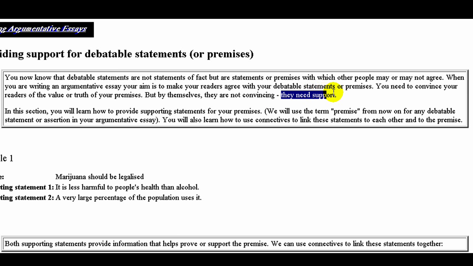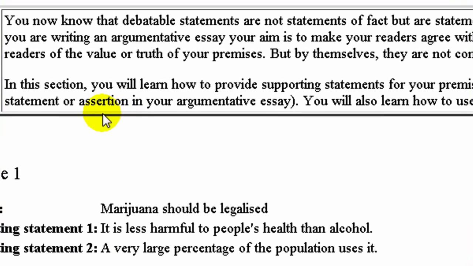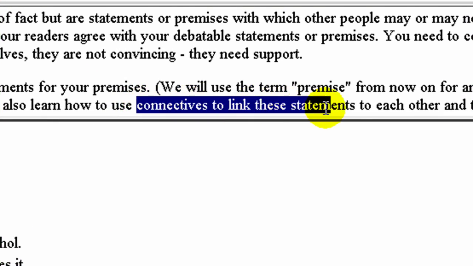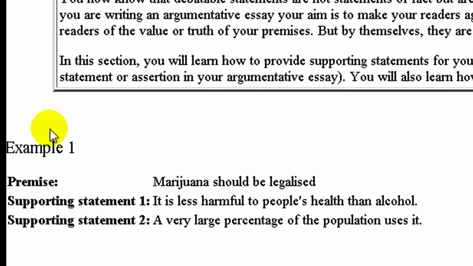They need support. So in this section you're going to learn how to provide supporting statements for your premises. Okay, and Bill Daly uses the word premise from now on for any debatable statement, and I think this is a good idea because this is the academic word, this is the technical word for this type of thing. Okay, right. Remember, sometimes we like to call them an assertion. And we're also going to be looking at the use of connectives to link the statements together. So we're going to begin by looking at this example here.